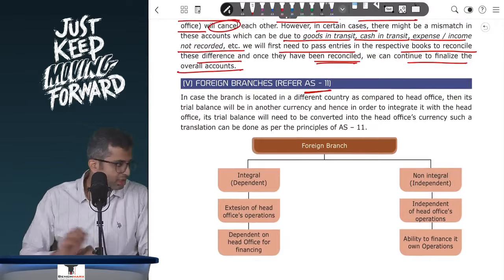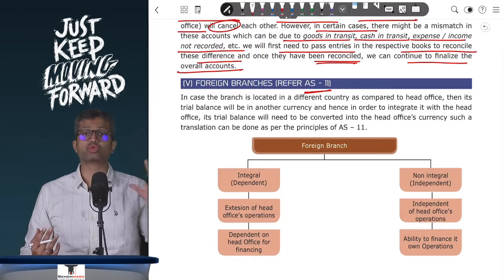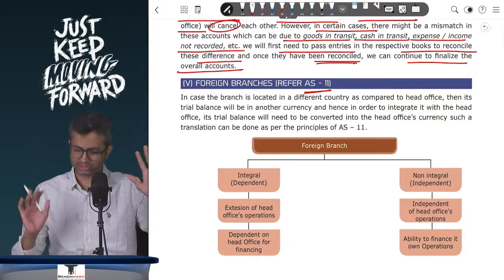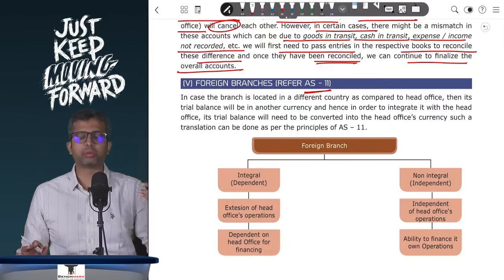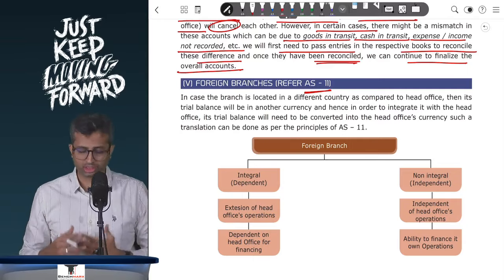So what if your branch is located outside India? In which case, the branch will prepare its financials, trial balance. Let's say it's an independent branch. It will prepare its financials, trial balance, everything in dollars. Now you need to convert that into your own currency, in rupees.